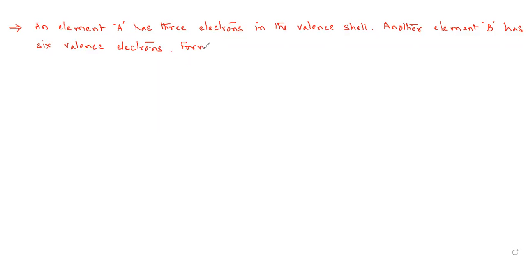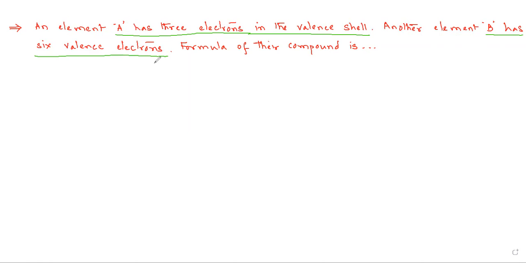The formula of their compound is... okay, so this is a question. You know, A has 3 electrons in the valence shell, and B, of course, has 6 electrons in the valence shell. Now let us take this information and write their valences, then go for the crisscross method.